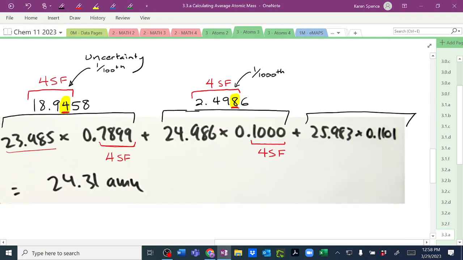And our last multiplication there, we get 2.8607. And once again, 4 sig figs, which means that this number up here should have 4 sig figs. So which digit is the uncertain digit? That would be the 0. And that again is in the thousandths place.